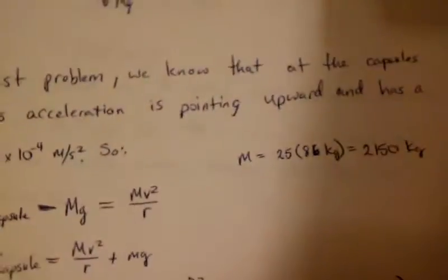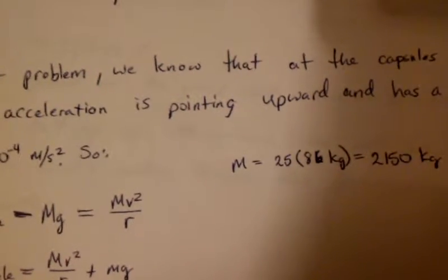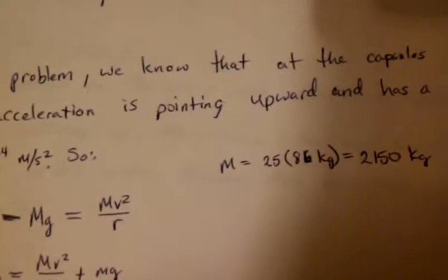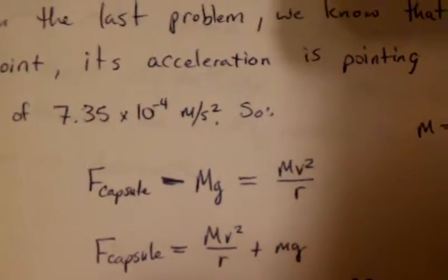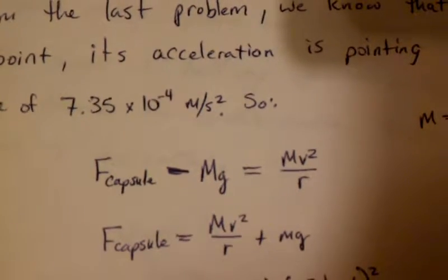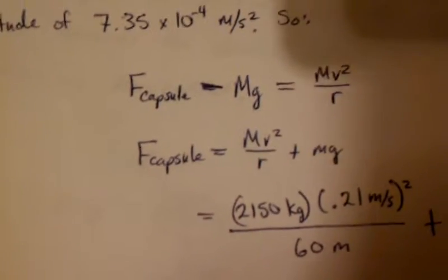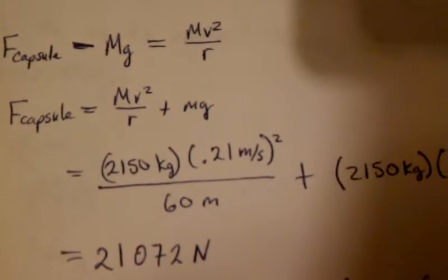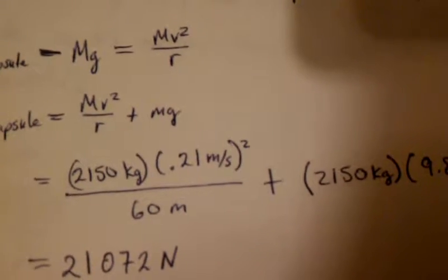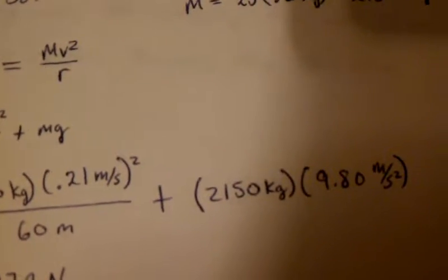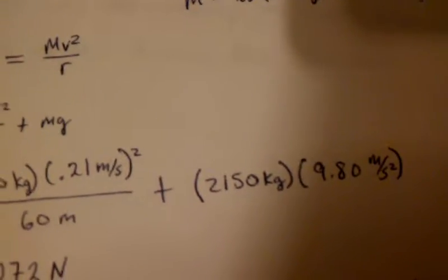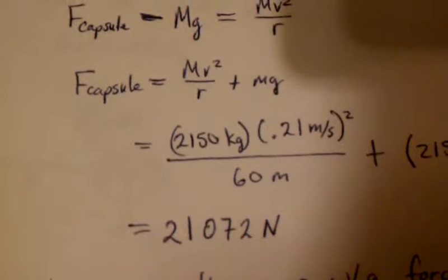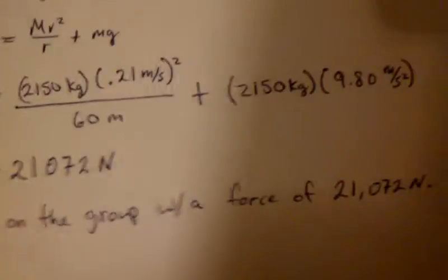The mass, I said originally there was 25 people averaging about 86 kilograms, so that's about 2,150 kilograms. So you have the force of the capsule minus mg equals mv squared over r. That equals mv squared over r plus mg. So 2,150 kilograms times (0.21 meters per second) squared over 60 meters plus 2,150 kilograms times 9.8 meters per second squared gives us 21,072 newtons. So the capsule pushes up on the group with a force of 21,072 newtons. A lot of newtons.